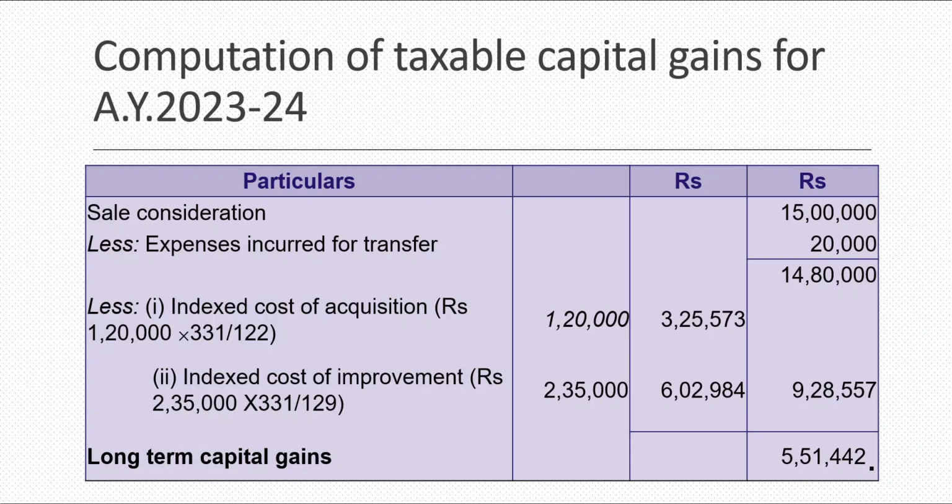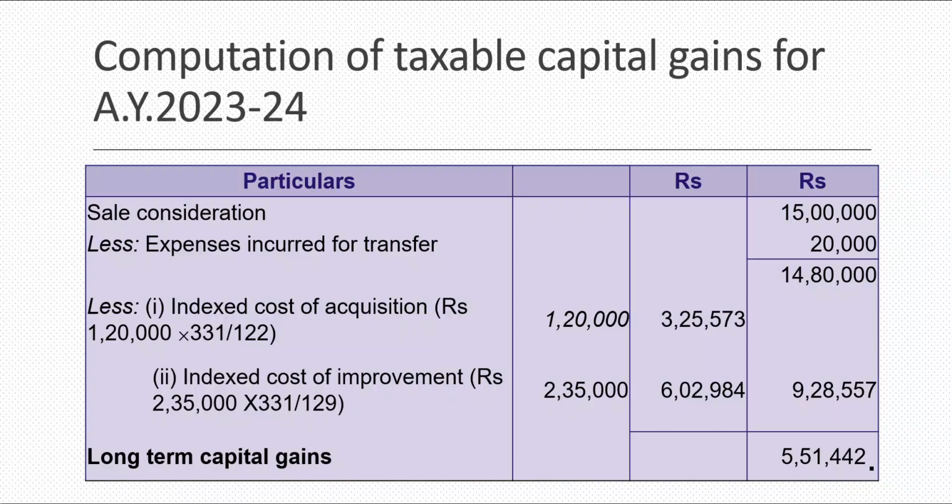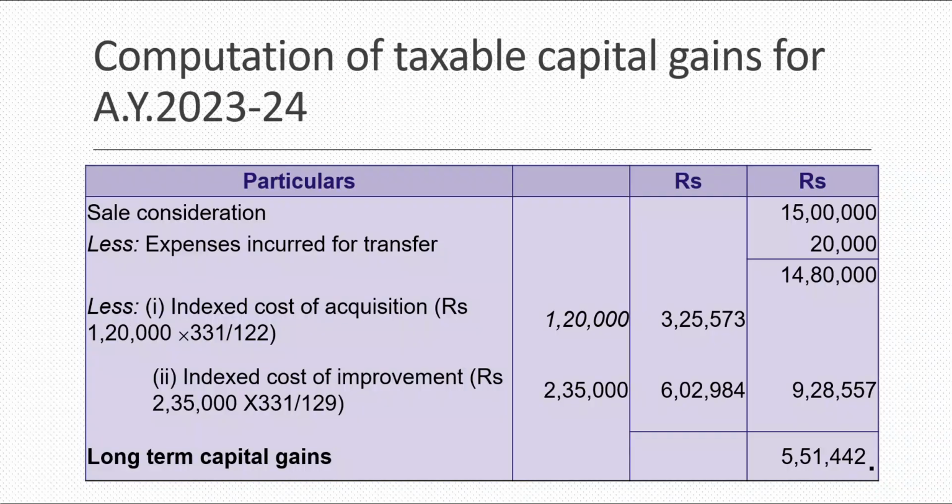Then indexation of cost of improvement. Since he has done some improvement in 2007-2008, and 2007-2008 is 129, it is 331 divided by 129. Okay. So the total cost of acquisition and improvement comes to 9,28,000. He sold it for 14,80,000. So which means the long-term capital gain is 5,51,000.